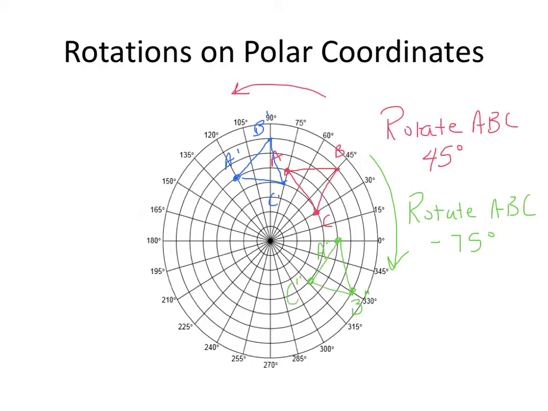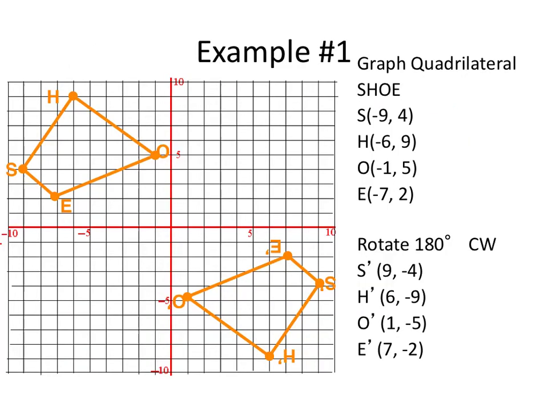Okay, so here you see now 3 different representations: pre-image, triangle ABC, and then the other 2 rotated images in the coordinate plane, in the polar plane, I should say.